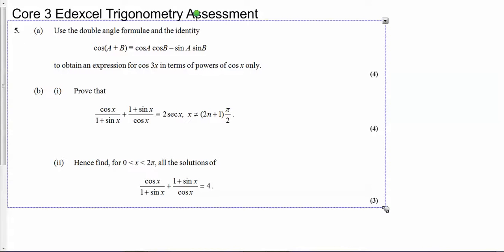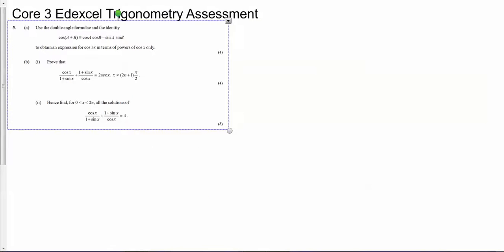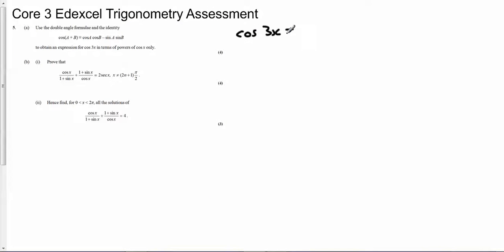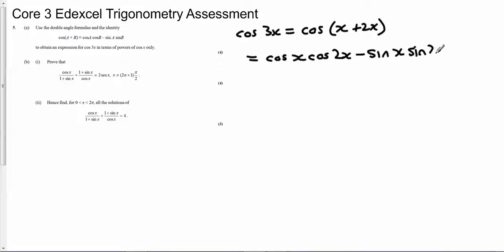So if I just reduce that, we have a think about how we're going to do that. We need to take cos 3x and somehow split it into an A and a B. The only real options are these here. So if we use this expansion, we've got cos x cos 2x. The sign changes when you're doing the cos compound angle formulae, and we're ending with minus sin x sin 2x.